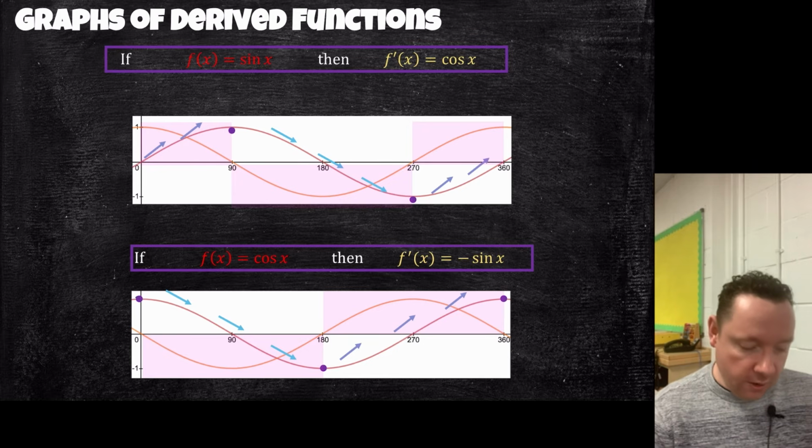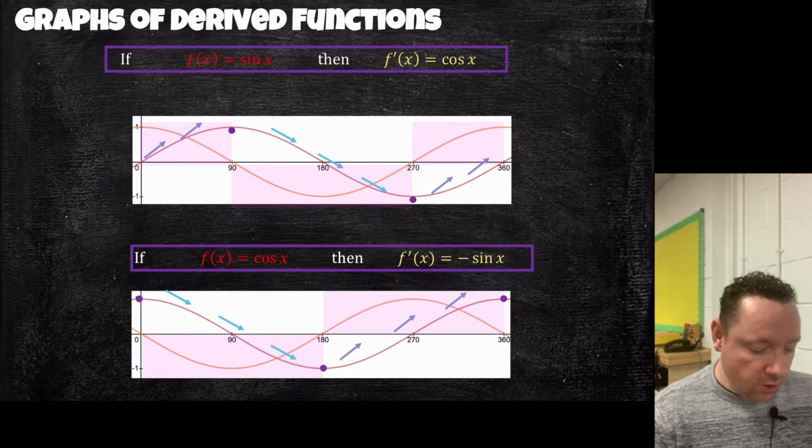And similarly, the graph of cos x goes to minus sine x when you do the derivative. So if you did the graph of the derivative of cos x, you would draw minus sine x, which is here.